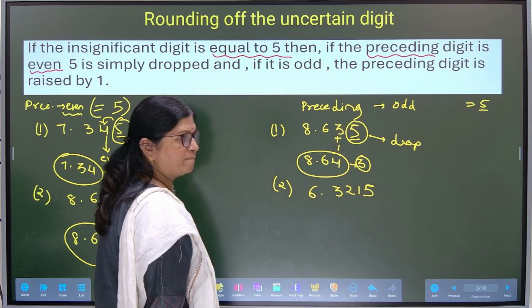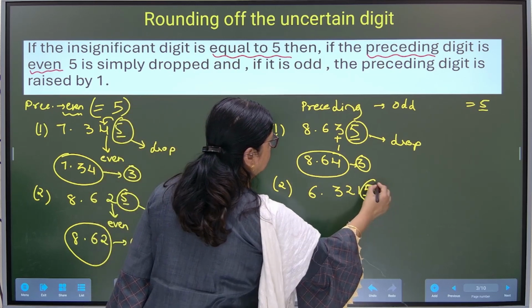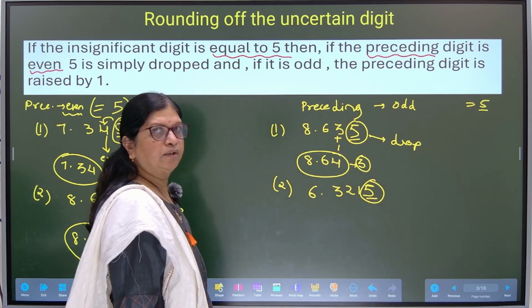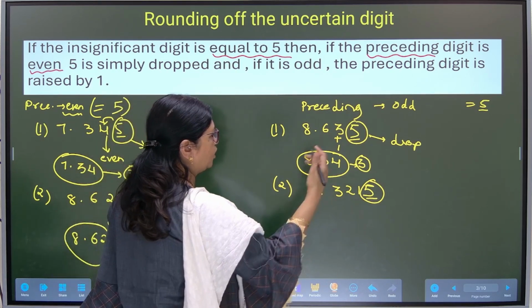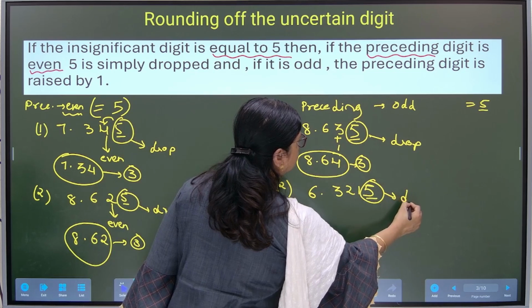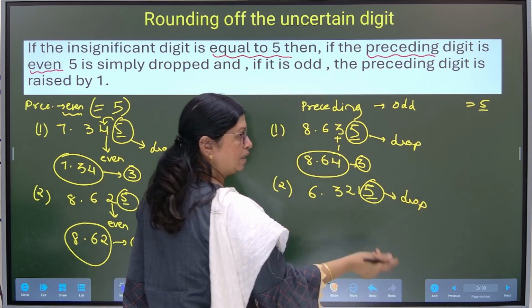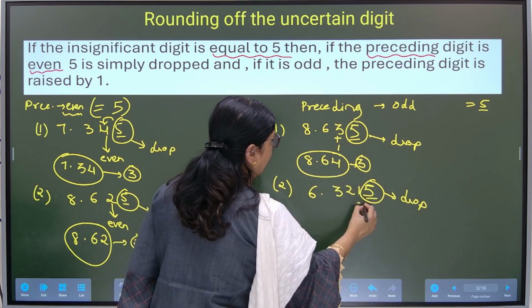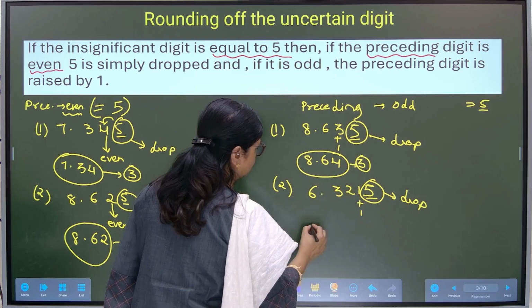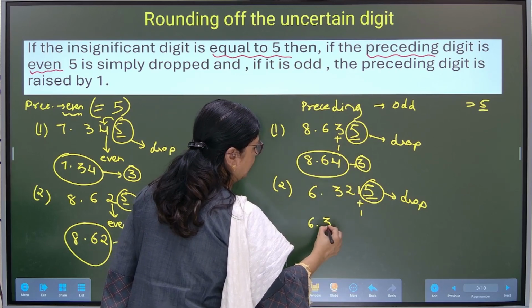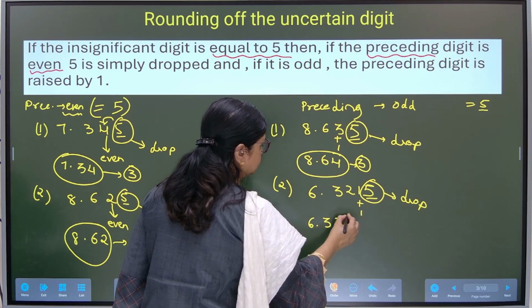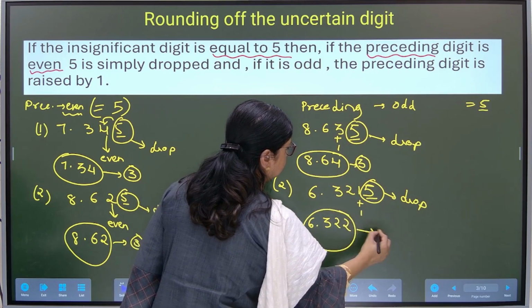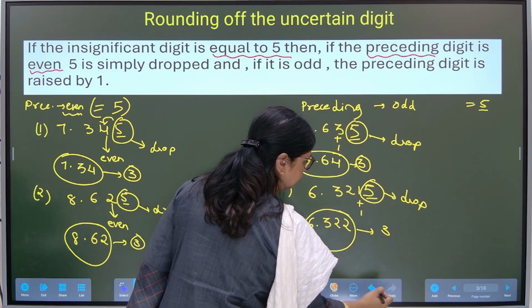6.3215. 5 is the uncertain digit, the insignificant digit to be dropped. So I drop it. What should I do to the previous digit? The preceding digit is 1. Add 1 to it. So what should I write now? 6.32 as it is, and 1 plus 1 is 2. So what is my answer? Or how many significant digits do I get? 4.